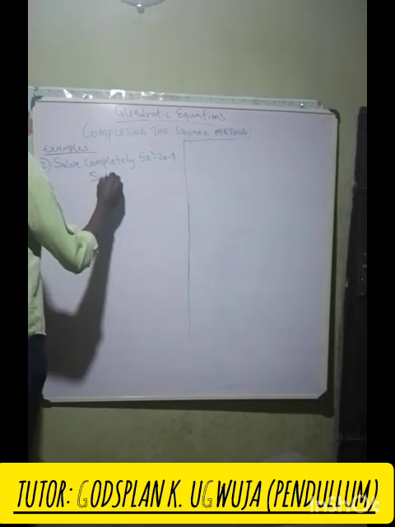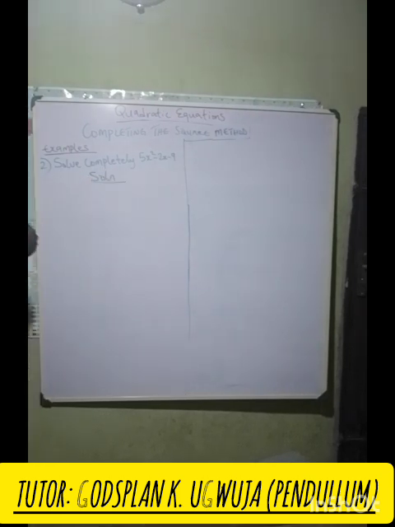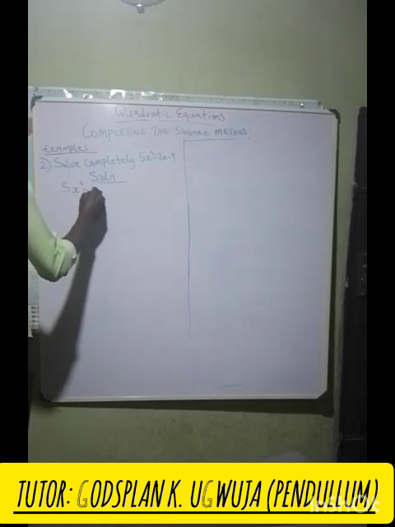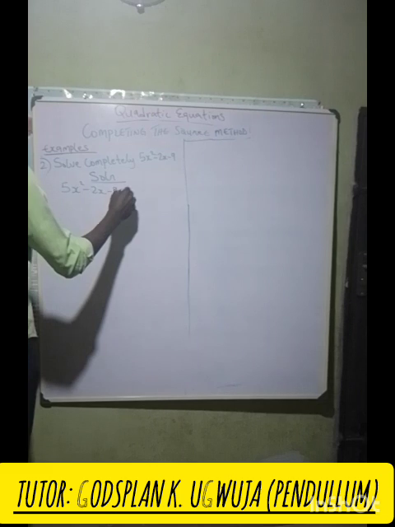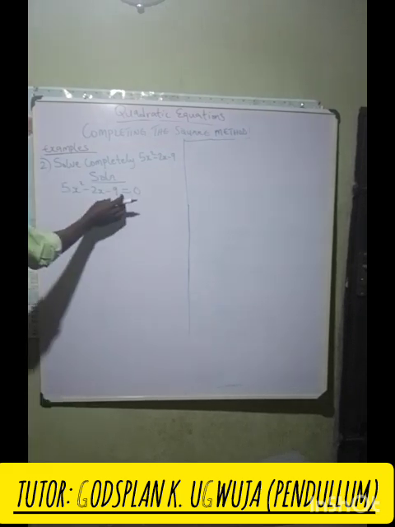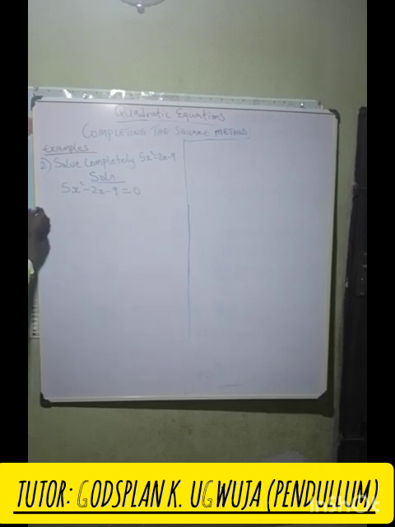All right, so solution, we have 5x squared minus 2x minus 9 equal to 0. First step, like I said, move the constant to the right hand side.